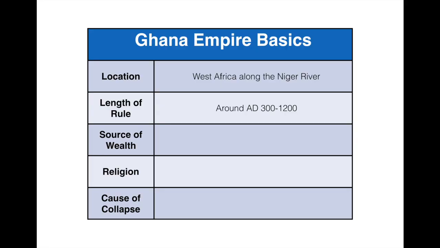How long was it around? Well, it was around for almost 900 years, from around AD 300 to AD 1200. It reached its height from around 900 to 1200, for the last 300 years. It got its wealth by exchanging gold for salt. Remember, salt was really, really rare in West Africa. Gold, they had in abundance. Everybody wanted gold. They had gold, and they got what they wanted. They got really wealthy for it.